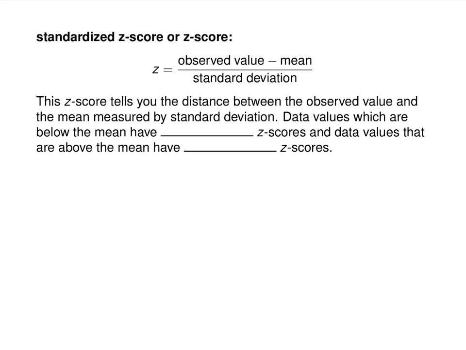So to standardize a score, you take the observed value minus the mean divided by the standard deviation, and this is called the z-score. And the z-score tells you the distance between the observed value and the mean measured by standard deviations. Data values that are below the mean are going to have negative z-scores, and that's because observed value minus mean will give us a negative number, and data values that are above the mean are going to have positive z-scores.